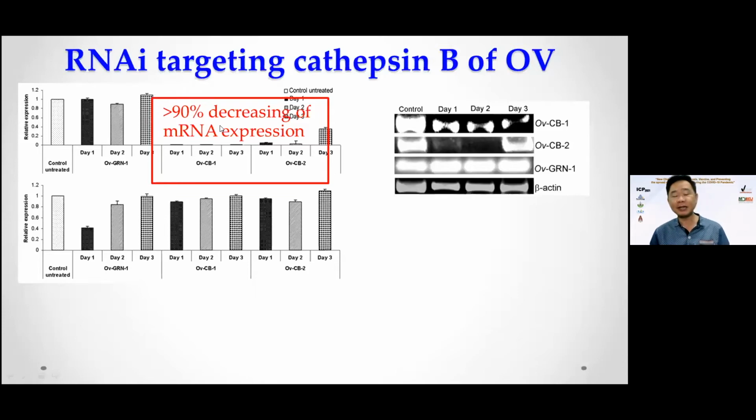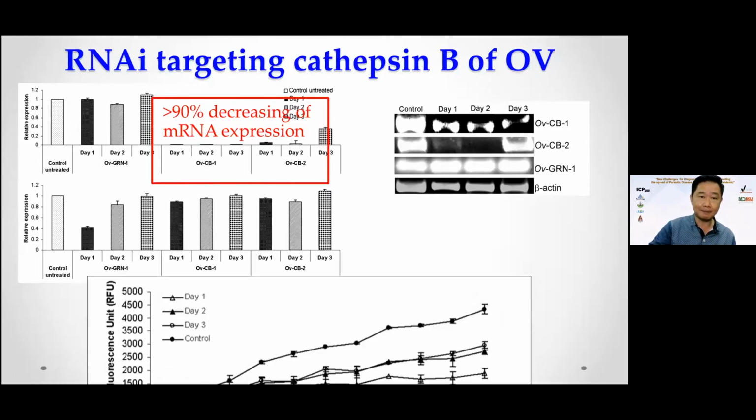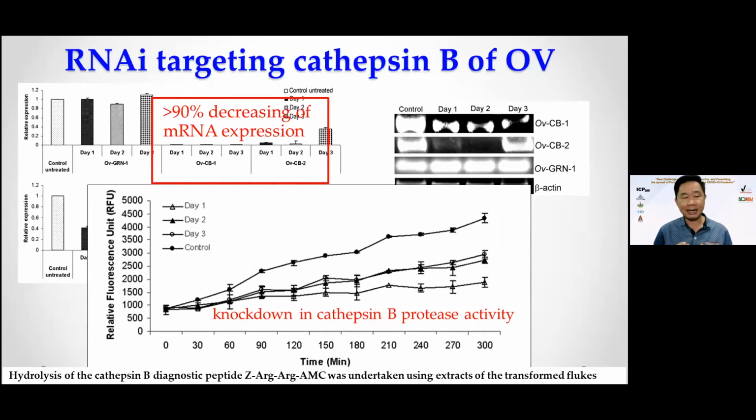When we talked with people, most of them said RNA interference is the most effective technique to suppress mRNA level. But at that time, we did not have enough material, and we did not have enough time. We didn't check the protein expression. But with that mRNA expression decreased, we used those worms to check after we knocked down the mRNA level of cathepsin B by RNAi. What happened after that? The cathepsin B activity also decreased.